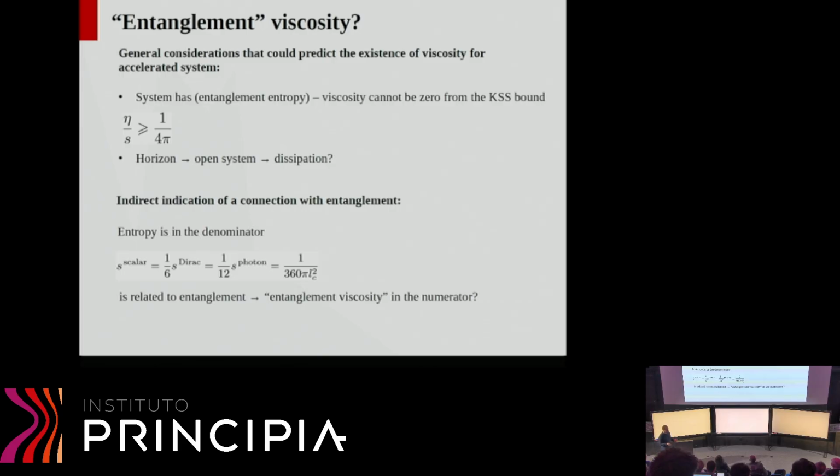So first, the fact that there is entropy for the Unruh effect and Unruh radiation is a very well-known fact. And from the Kovtun-Son-Starinets bound, one could expect in advance that we will also obtain non-zero viscosity. Also, due to the appearance of the horizon, we can say that our system will be a kind of open system, which is characterized by dissipation. Also, we see that, in fact, we find the ratio of two quantities, and the entropy density in the denominator is, in fact, an entanglement entropy. And it is logical to say that in the numerator, viscosity also will be related to the entanglement. So it can be a kind of entanglement viscosity.